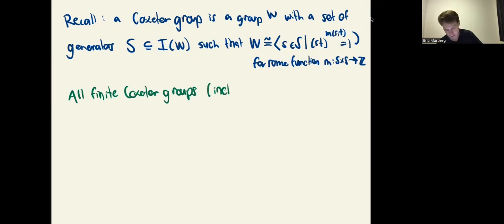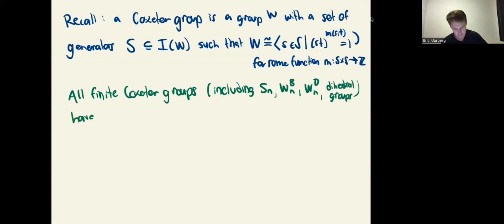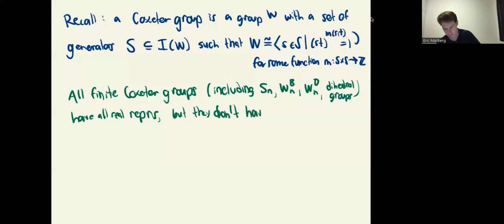So the classification of finite Coxeter groups is well known, and all finite Coxeter groups, including Sn, these groups of sign permutation matrices, the dihedral groups, have all real representations, but they don't all have involution models.